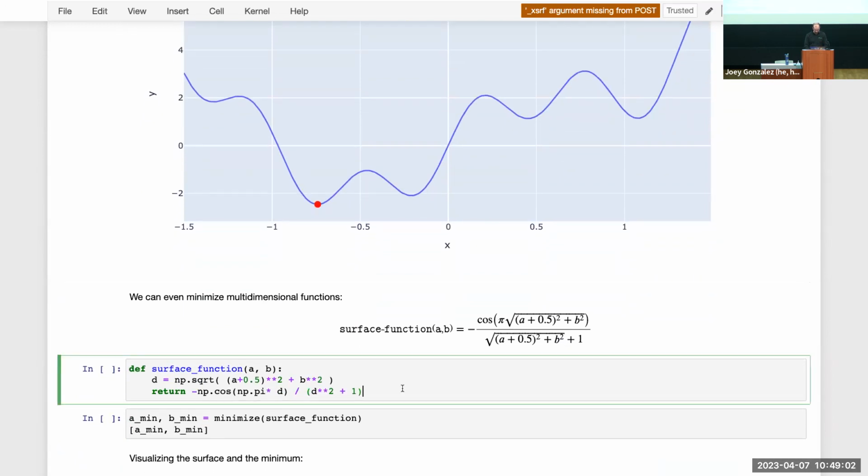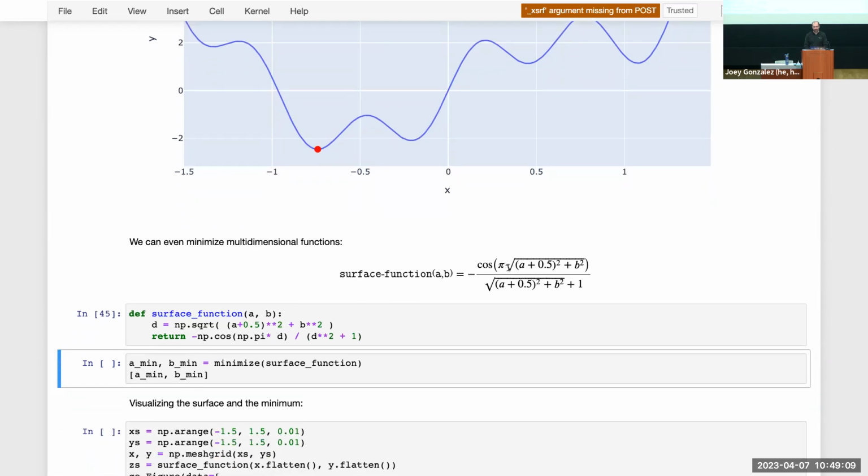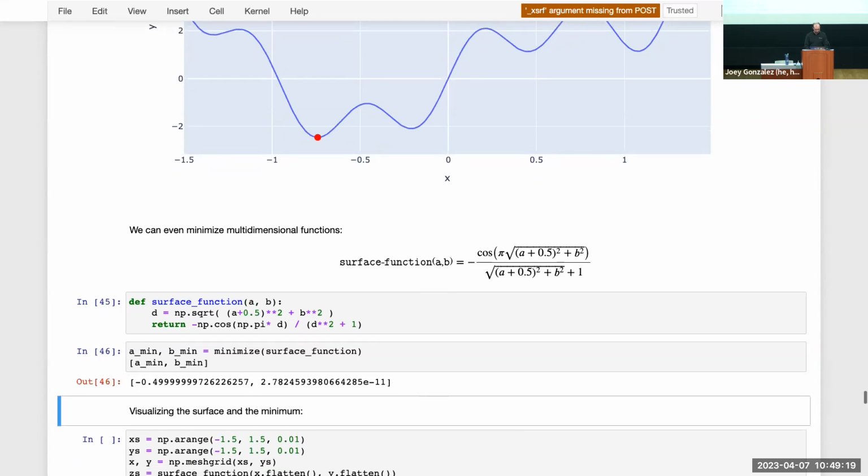Again, because we can. Why stop at one variable when you can have 2, right? So here's a function. This is a crazy function. Any guess what this looks like? Not at all, right? Me neither. So let's plot it. So here's my function. It takes 2 arguments, a and b. It does math. It has a minimum.